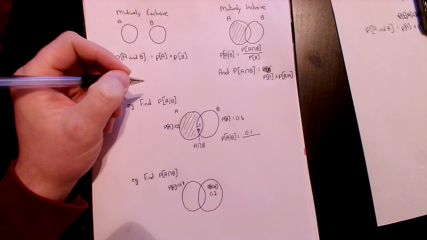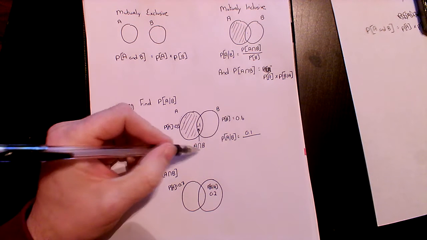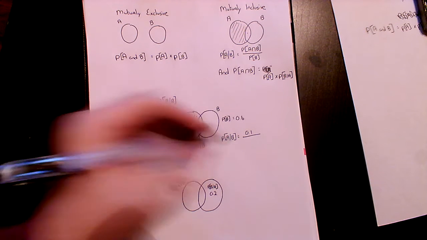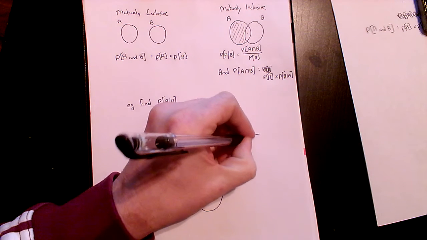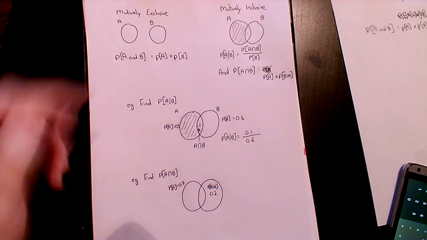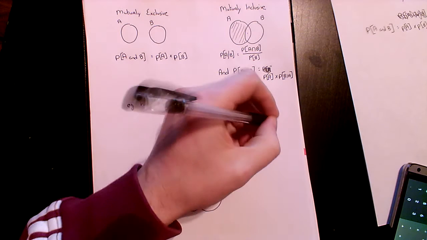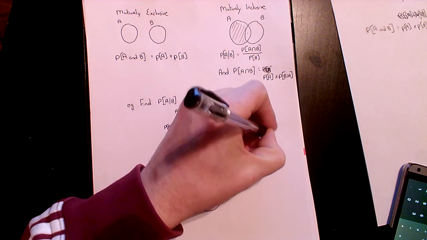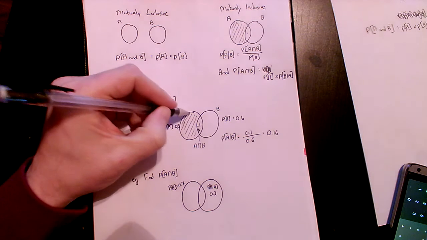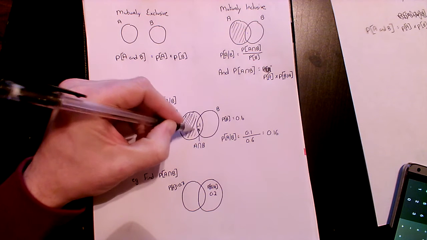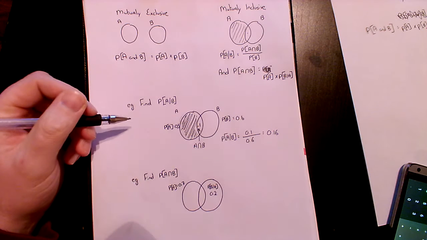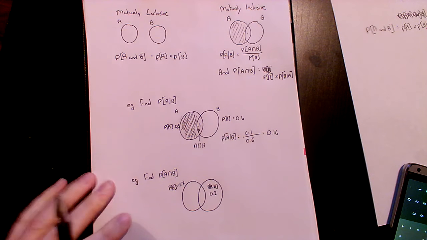Okay. And then have I the probability of B, which is the whole lot? I do. Okay. And that will give me a probability of 0.16. So the chances of getting just this is 0.16. Okay.